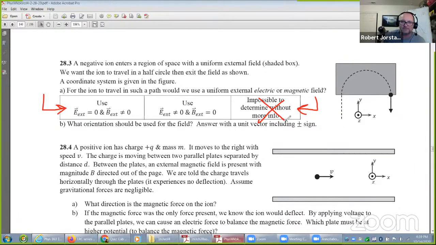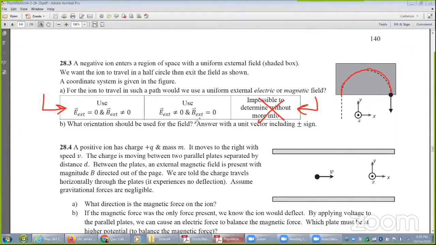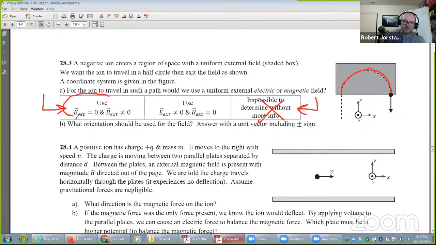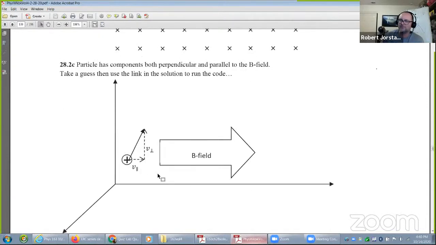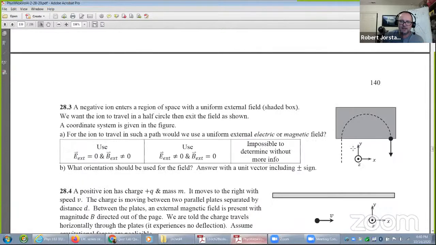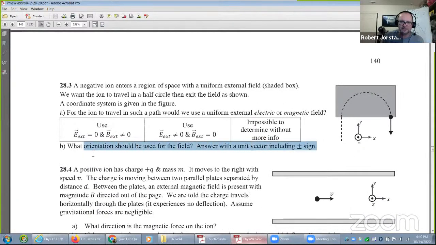Nick took his shot. What does somebody else think? We want it to curve. Magnetic? Magnetic. So this was the correct answer. It turns out magnetic fields are the fields that can make charges move in circles. Going back a few pages, remember we showed that simulation and it was going around in a circle when I set the V perpendicular to 0? So it's possible this would work. Now, what direction should you use for the field?